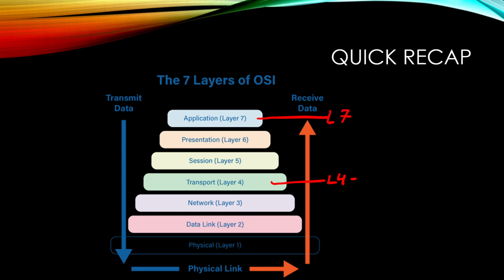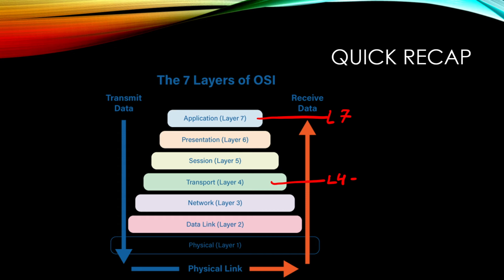Well, if you know about it, I don't need to go into detail, but L4 deals with how to manage the transport between two connections, what protocols to use, and L7 is more of an application-based layer where it deals more with the data, the content of the message.